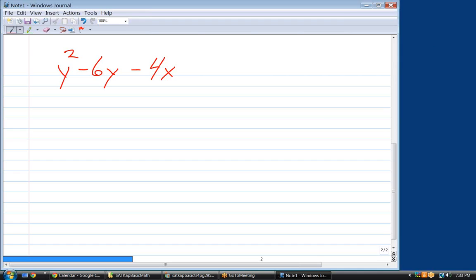Okay. So what was the rest of this equation? Plus 21 equals 0. What is this shape? What kind of conic is this? It's a parabola? Vertical or horizontal?